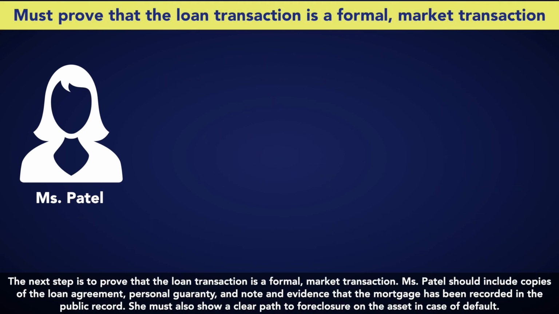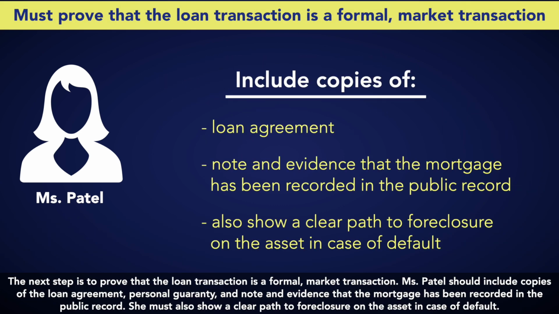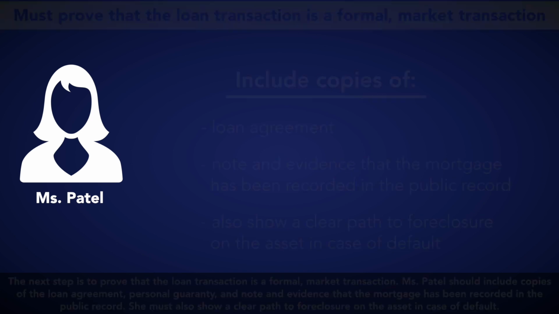The next step is to prove that the loan transaction is a formal market transaction. Ms. Patel should include copies of the loan agreement, personal guarantee, and note and evidence that the mortgage has been recorded in the public record. She must also show a clear path to foreclosure on the asset in case of default.